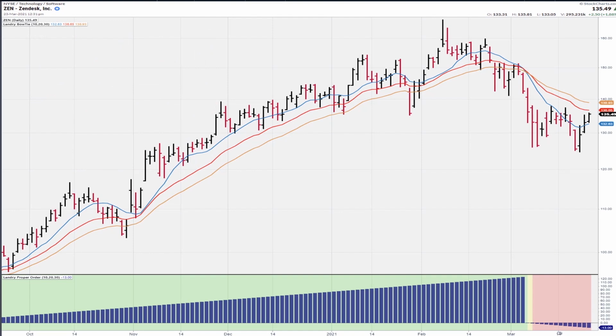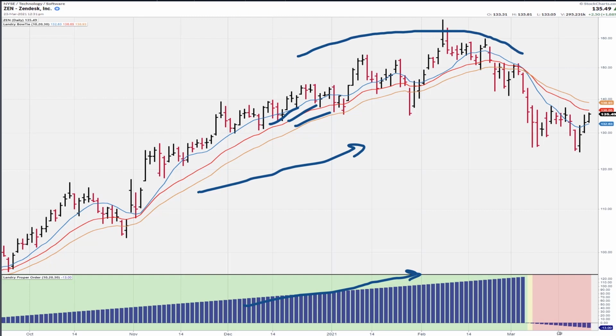ZEN was another one of the mystery charts. Same sort of action going on there too. Longer-term uptrend, proper order of the moving averages. But then what happens? It loses steam, begins to roll over. You can see this one flips over pretty quickly to make a little bit more of a textbook-looking bow tie, meaning that the moving averages come together and spread out quickly, giving the appearance of a bow tie.